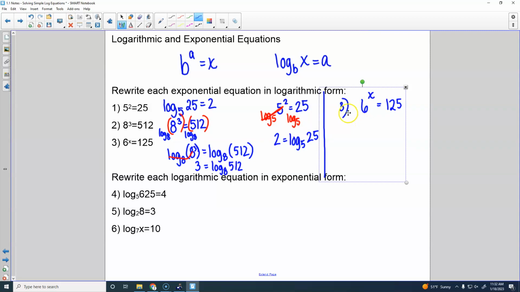So you're going to do log base 6 of this side and log base 6 of this side. And then log with the base 6 is going to cancel with the 6 here. And so we'll get x just left on that side. And nothing cancels over here because you don't have the same thing. So it's log base 6 of 125.